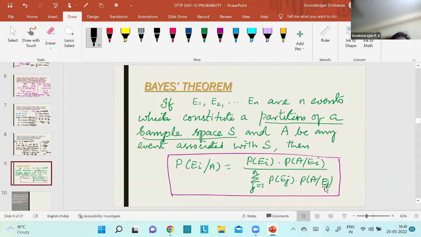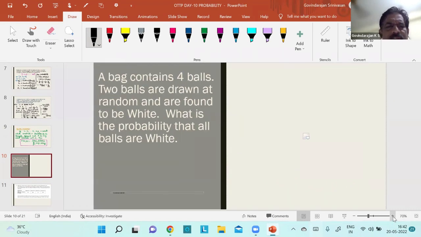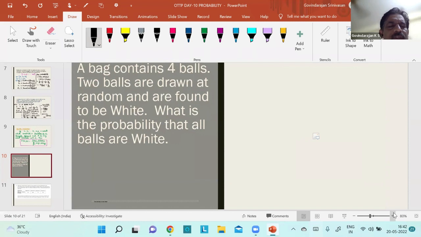By using Bayes' theorem, a lot of hard questions are asked in the board examination, and we'll share as many as we come across. A bag contains 4 balls. 2 balls are drawn at random. It's a 6-mark question. It was asked in the year 2010, I think. 2010 board paper. It was a tough question, a 6-mark question. Many of them lost the centum because of this question. That year, one 6-mark question was very tough.